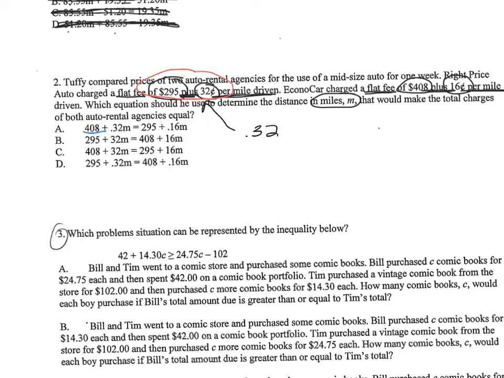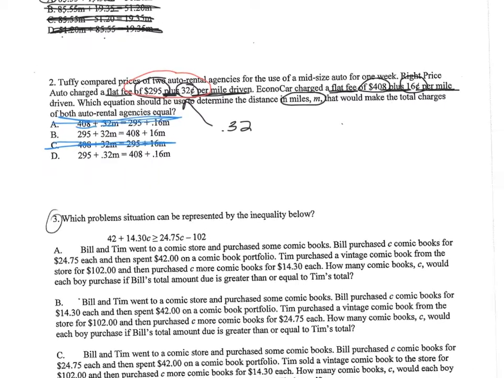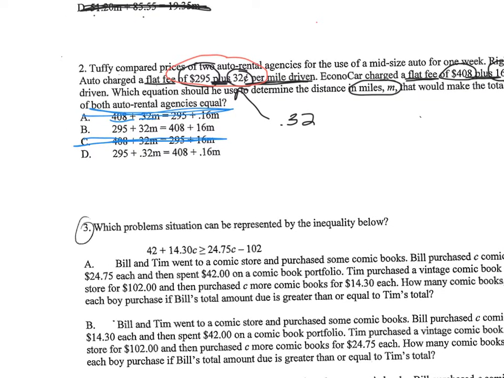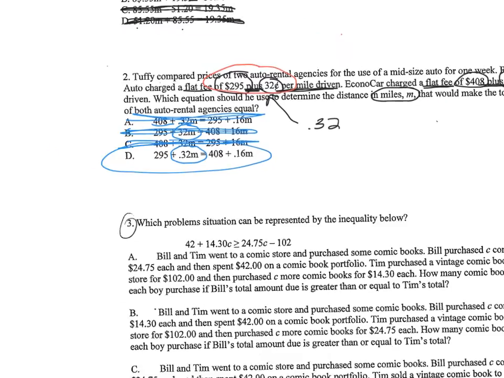So A has 4.08 and 32 cents, so that's not going to work. B has 2.95 and 32. C has 4.08 and 32, so that one's not going to work. And really, without even looking at the second problem, 2.95 and 32 is correct. Those go together. But B says 32M and D says 0.32M. So it's going to have to be D, since we're talking about cents and not whole dollar amounts.